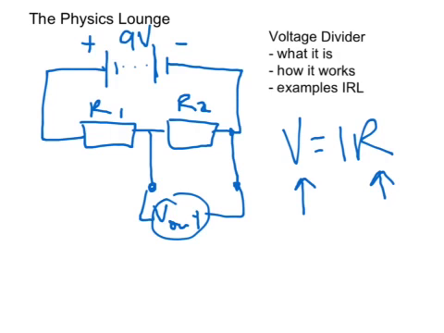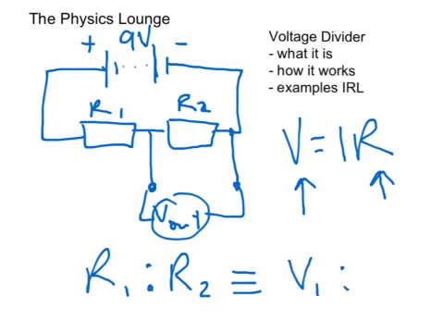It works out that if we compare the ratio of R1 to R2, so if R1 is twice as big as R2, for instance, that is the same ratio as the voltage drop across R1 compared to the voltage drop across R2, and that voltage is our V out in this case up here.